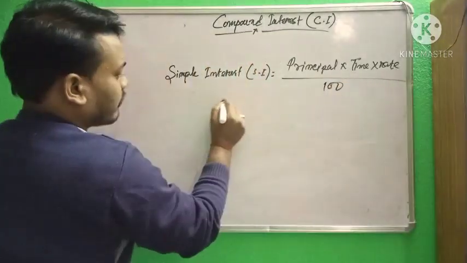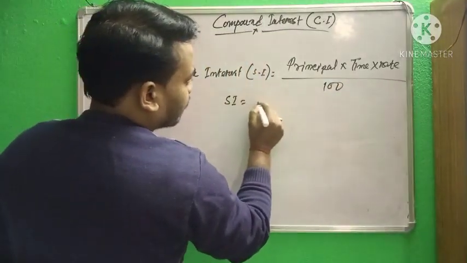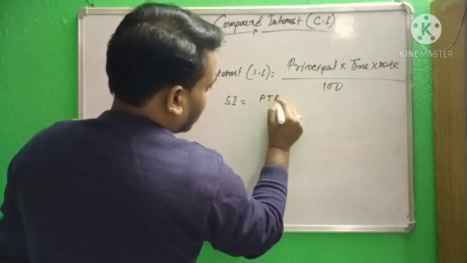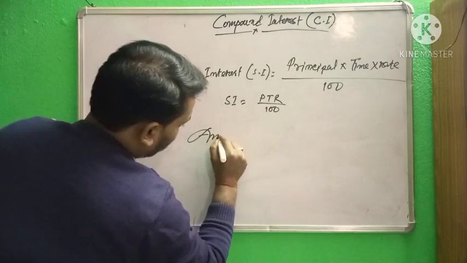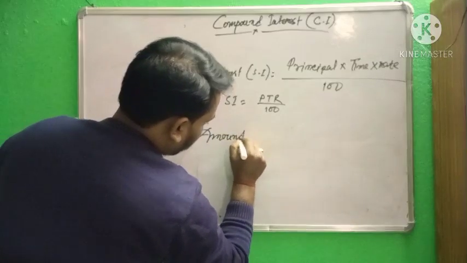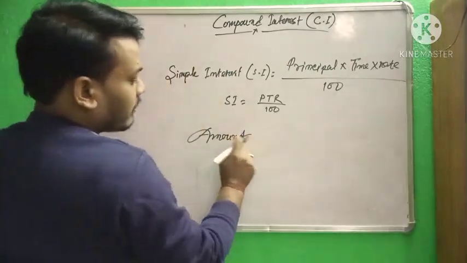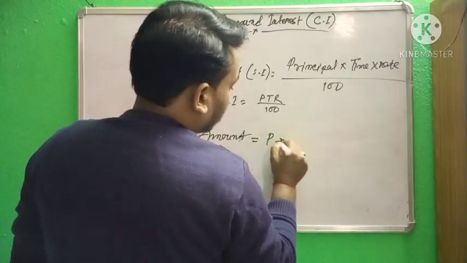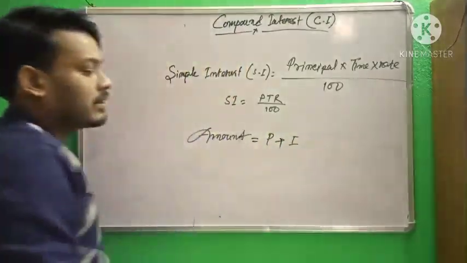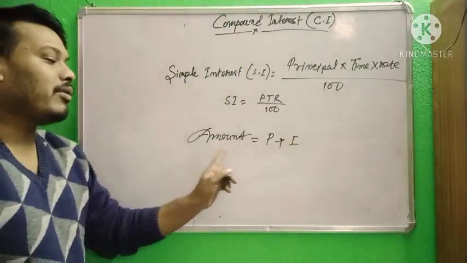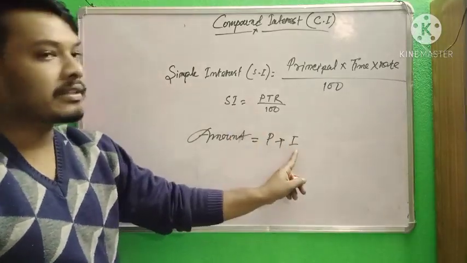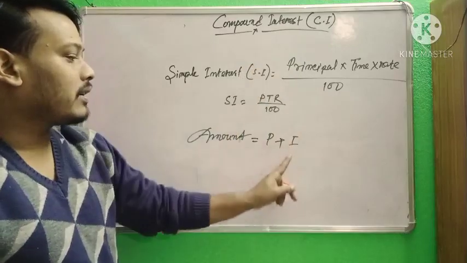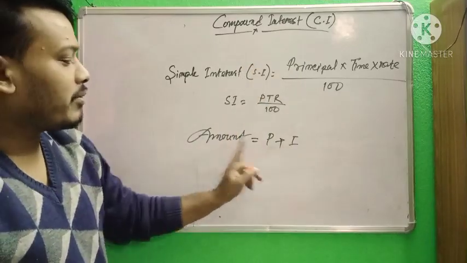So SI equals PTR by 100, and the total amount after 2 years or 3 years, after the given time, equals principal plus interest. In case of simple interest it is SI, in case of compound interest it is CI. But amount equals principal plus interest.